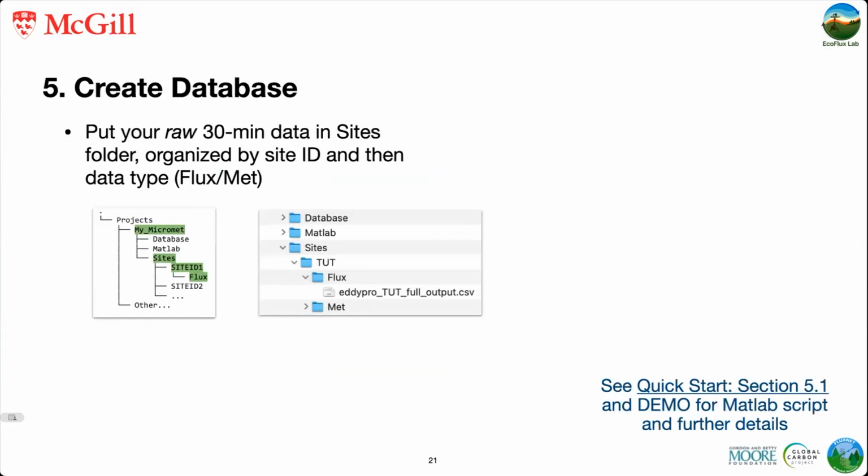So a few more details on creating the database. As mentioned, you're going to add your raw 30-minute data into the sites folder, organized by site ID and then data type. So Flux and Met. For this example, you may have other data types too, from different measurement systems. And you can ask about those in the tutorial and breakout session if you have that.